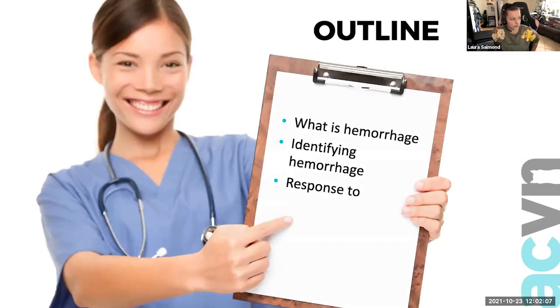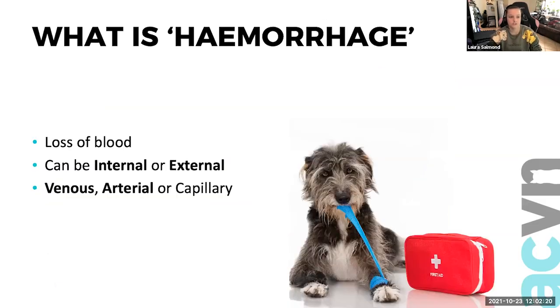All right, so today we're going to cover what hemorrhage is, how we identify hemorrhage, and how we're going to respond to a hemorrhage situation. So hemorrhage is defined as the loss of blood from the circulatory system. Now this can be major or minor hemorrhage. It can be internal or external. So internal, it can be into a body cavity, say the chest or the abdomen, or external where we see a wound on the outside that is bleeding.